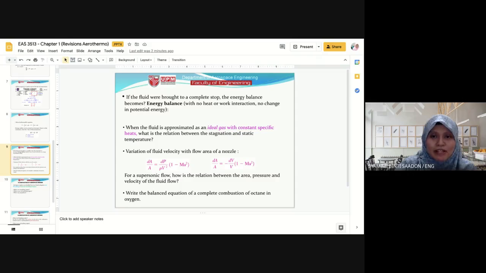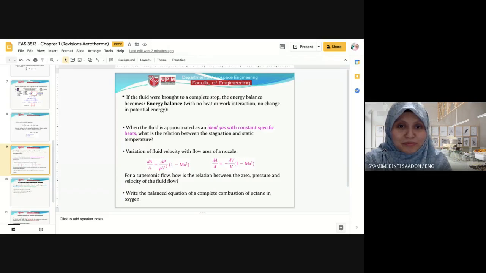flowing and then suddenly brought to a complete stop? This is the high speed gas flow chapter, okay? If you want to recall about this, high speed gas flow, thermodynamics. Okay, high speed gas flow chapter. So, what is the energy balance?